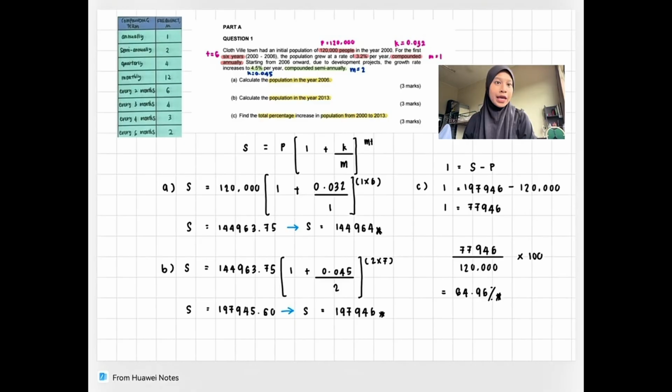Then 1C. The question asks us to find the total percentage increase in population from 2000 to 2030. For this answer, we use the formula I equals S minus P. We fill S with the answer from question 1B, minus P, which is in the year 2000. Over here, we have to identify the difference in population from 2000 to 2030. And then the final we get 77,946. But the answer asks for the total percentage. So from the answer of I, we divide over 120,000, multiply by 100, and then the final answer we get 64.96%.